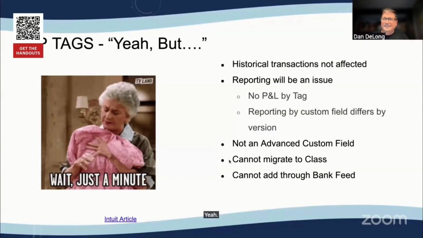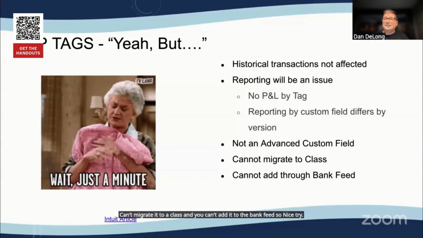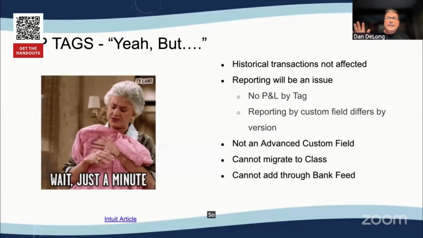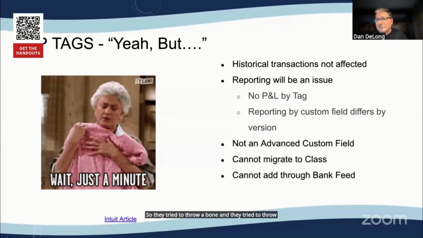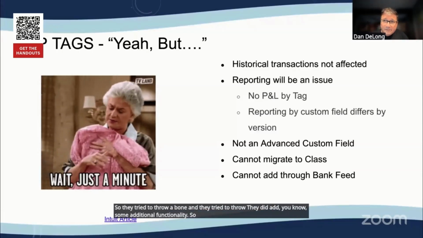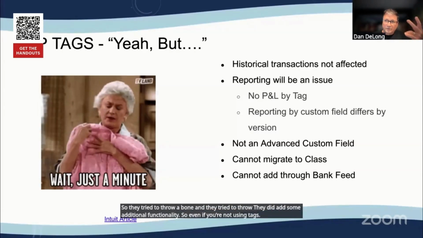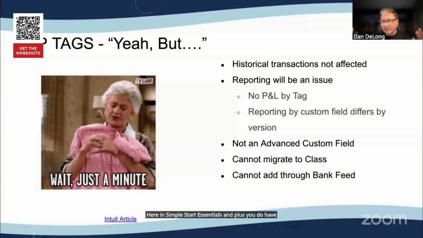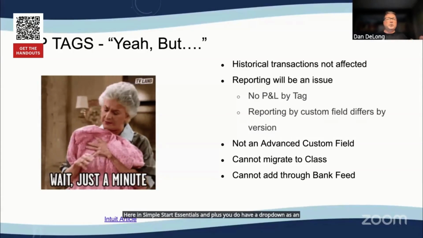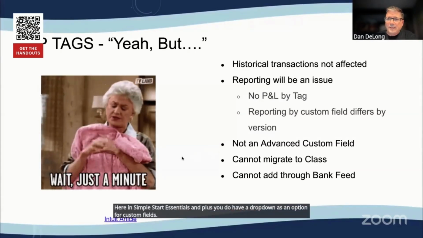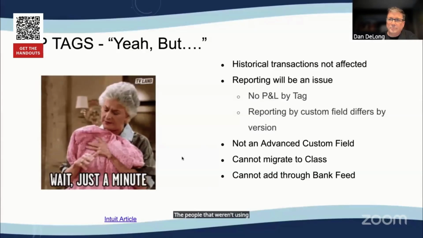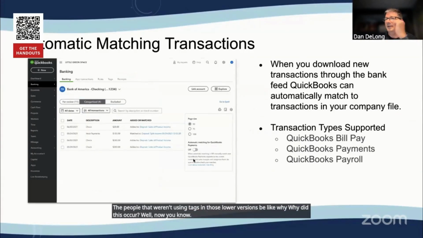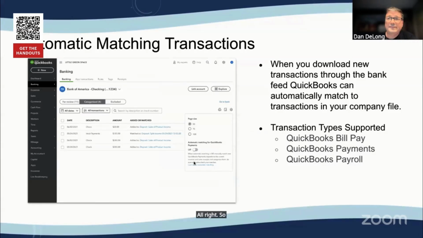Nice try. It's something. It's not just that they're turning off the feature, right? They tried to throw a bone, and they did add some additional functionality. So even if you're not using tags here in Simple Start, Essentials, and Plus, you do have a drop down as an option for custom fields. The people that weren't using tags in those lower versions be like, why did this occur? Now, all right, that's tags.